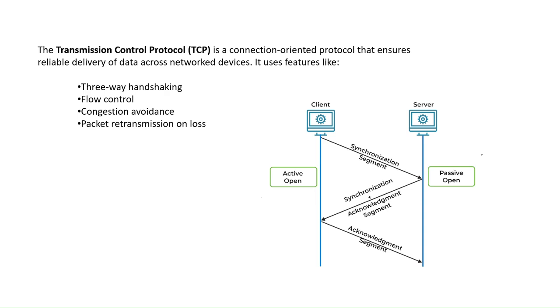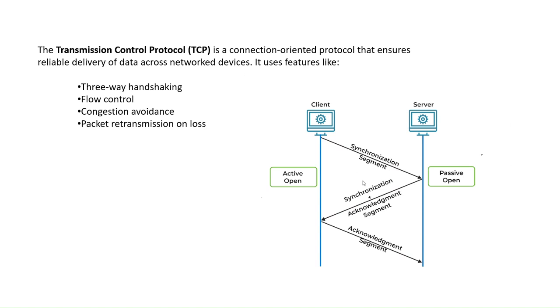In today's video, we are going to simulate and analyze the performance of TCP using Cisco Packet Tracer. Before that, let us see what is TCP. So TCP is Transmission Control Protocol, which is a connection oriented protocol. Connection oriented protocol means it ensures reliable delivery of data packets across the network devices.